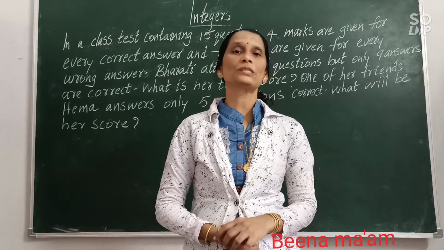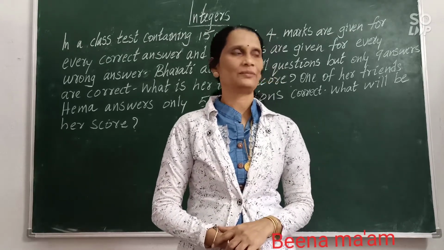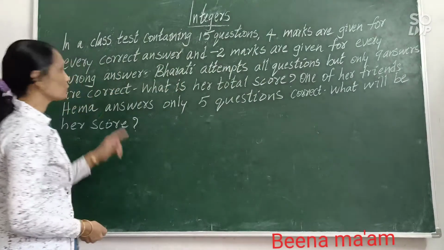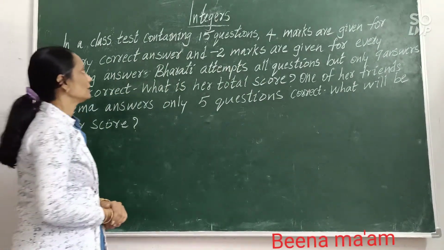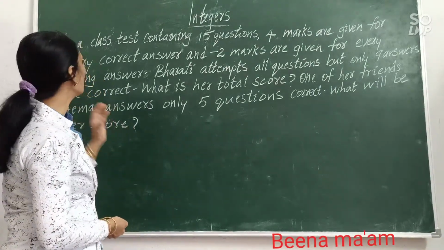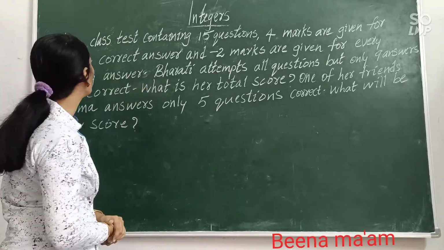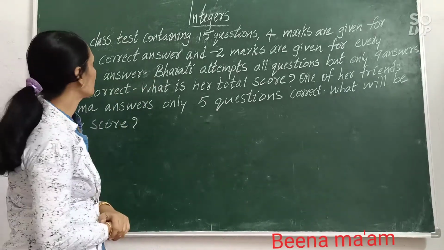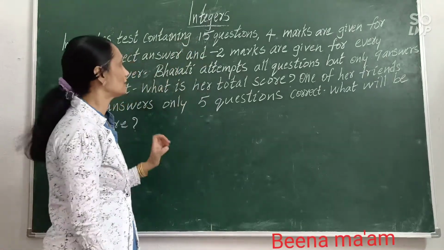Let us go into some of the working problems of integers. Okay, so first let us go into this question. In a class test containing 15 questions, 4 marks are given for every correct answer and -2 marks are given for every wrong answer. How many questions are there? Total 15 questions are there.